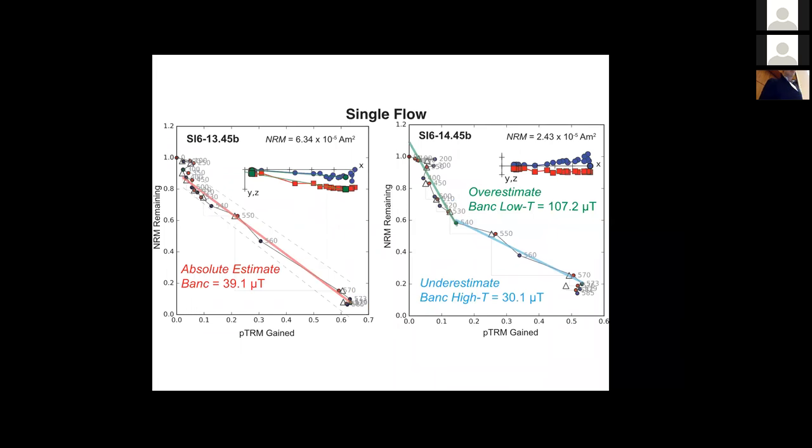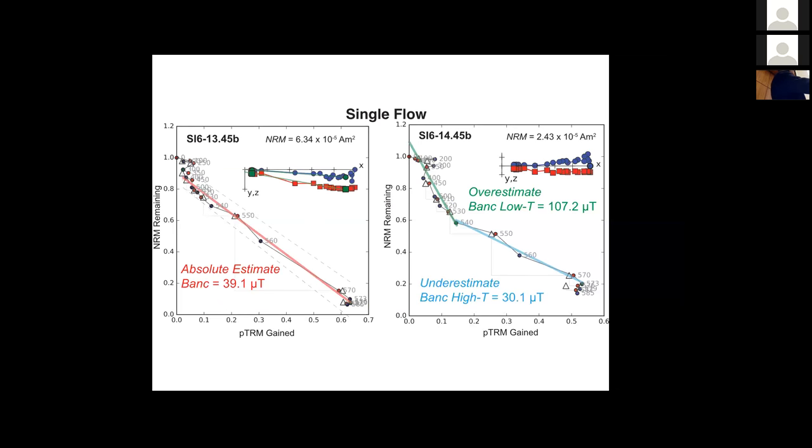Now, this potentially would be helpful to look at. Here's an example from a single flow where we have experimental results that we feel pretty comfortable interpreting as being a single slope, and where we can take an absolute paleointensity estimate, here being 39 microtesla. If we took this other sample from the flow, where we're instead seeing two slopes, or actually probably arguably sagging behavior, but if we interpreted the low temperature, high slope, you get a very significant overestimate for the field, around 107, if we're saying this is the truth.